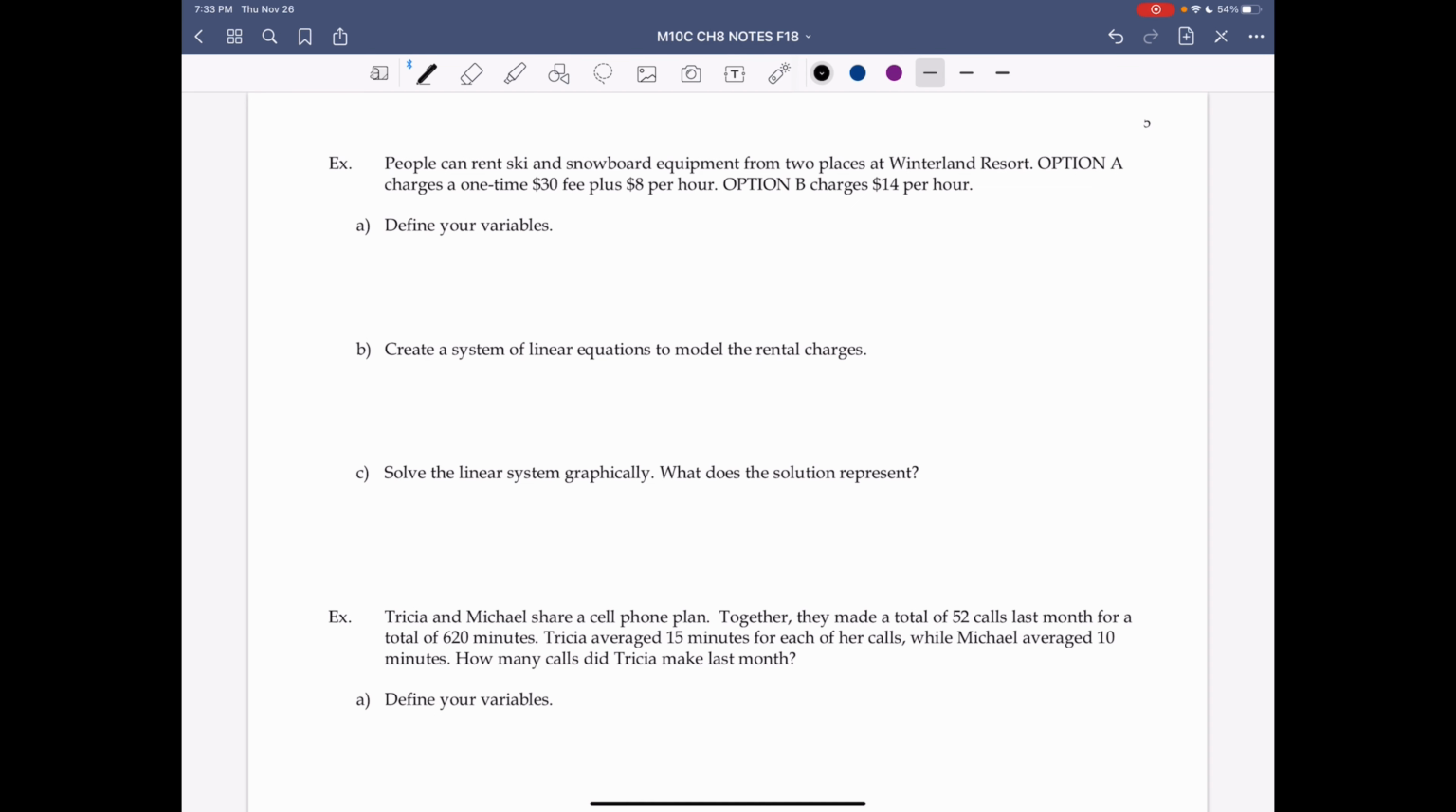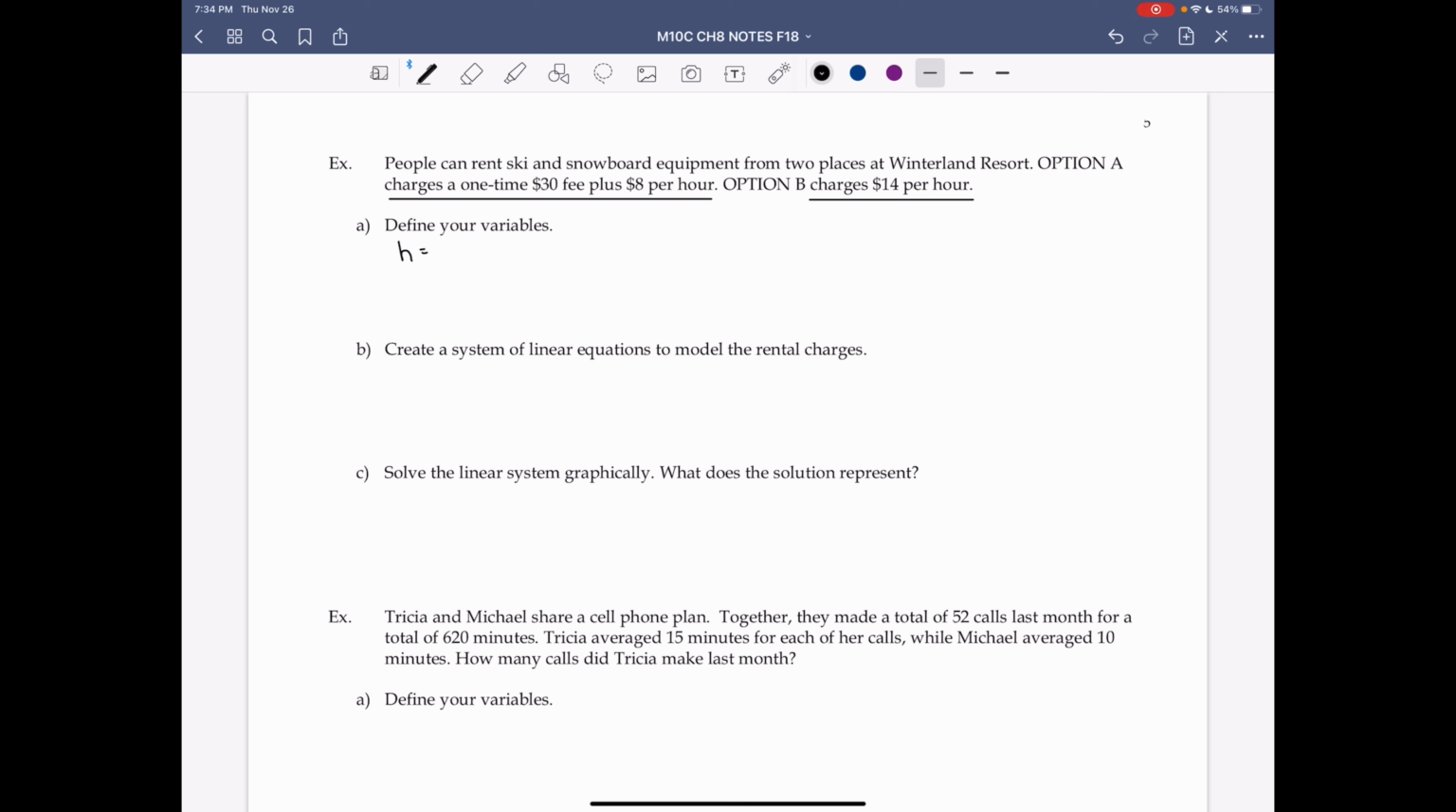People can rent ski and snowboard equipment from 2 places at Winterland Resort. Option 1 charges a one-time $30 fee plus $8 per hour. Option B charges $14 per hour. Define your variables. So option A is a one-time $30 fee plus $8 per hour. Option B charges $14 per hour. What we don't know is the total cost and the number of hours for the rental. So those can be our variables.